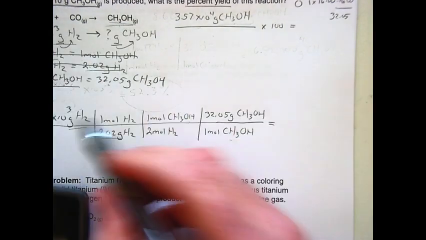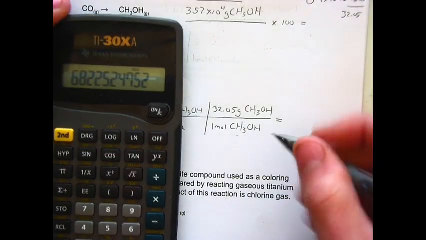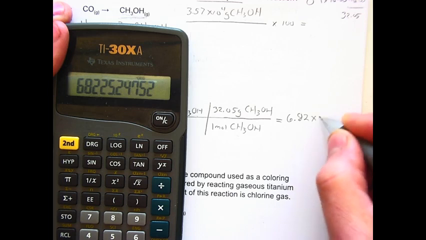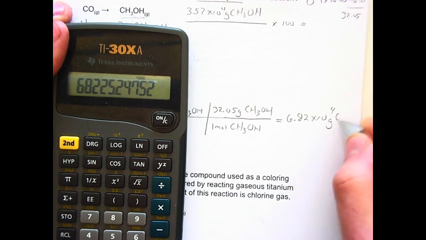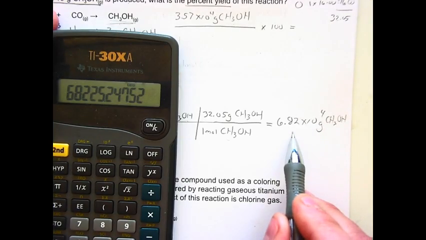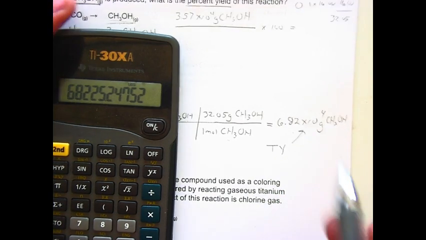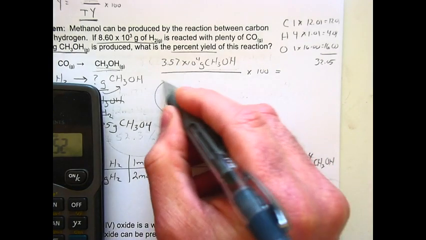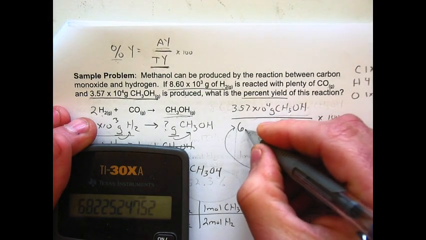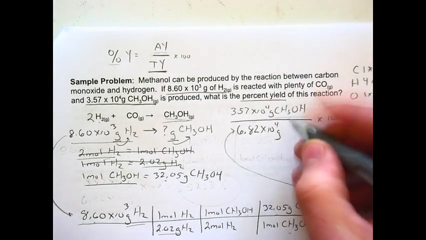So we have 3 significant figures in our starting point. So we want to have 3 significant figures in our answer. So we have 6.82 times 10 to the 4th grams of methanol. Now this is the amount that theoretically should have been produced. So that is our theoretical yield. That number needs to go here since theoretical yield goes on the bottom. So that's 6.82 times 10 to the 4th grams of methanol.